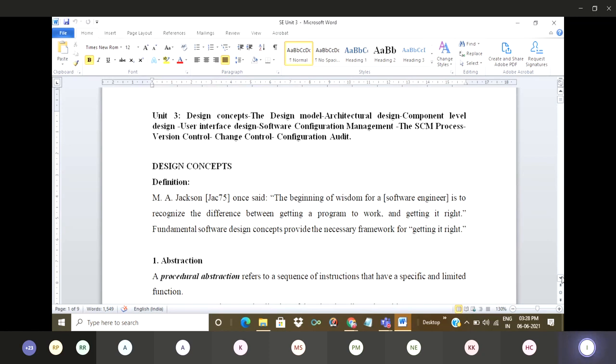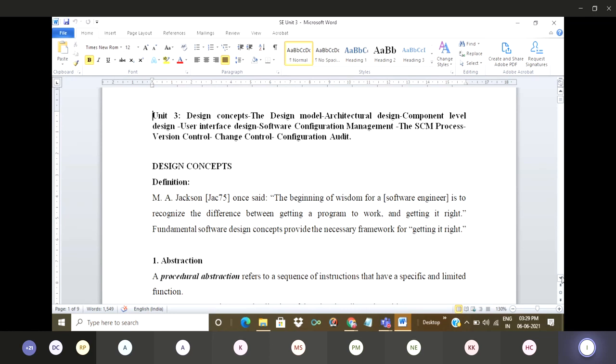I have prepared separate notes for MCA students as well as BCA students. So while I take the class, I have to explain the BCA syllabus as well as the MCA syllabus. In the beginning, I explained the BCA syllabus. Now I'm explaining the MCA syllabus.